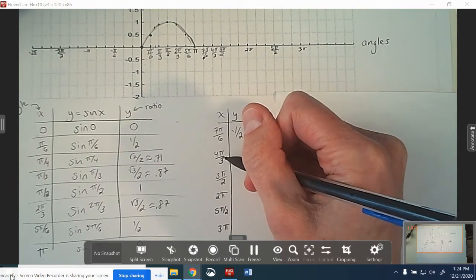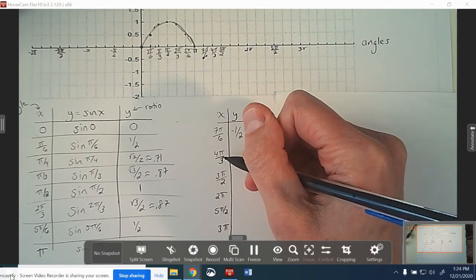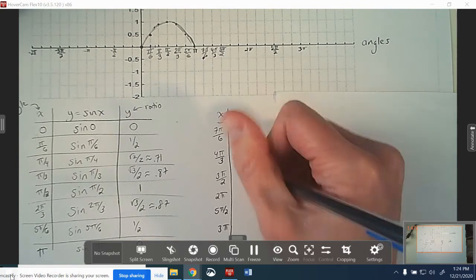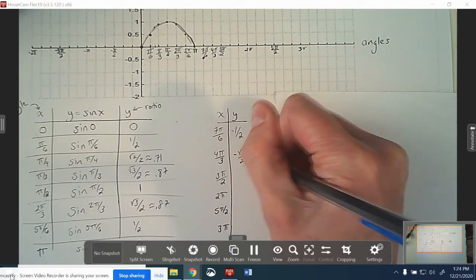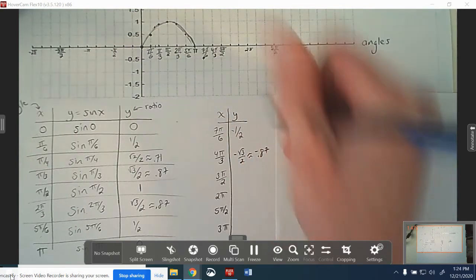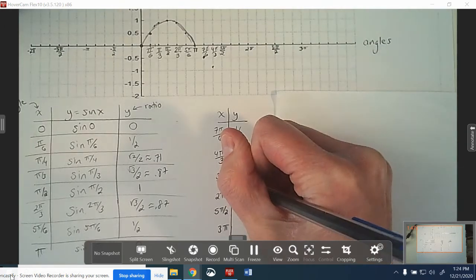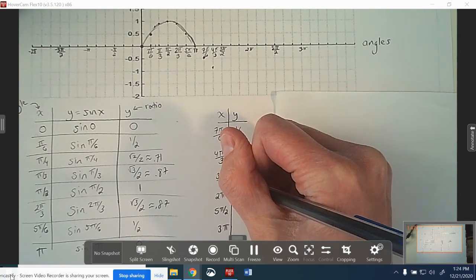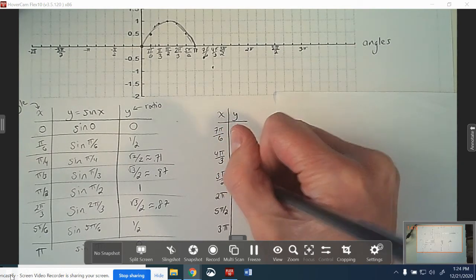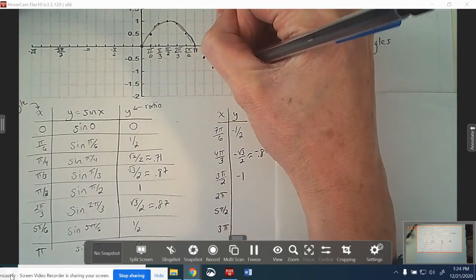Look at your unit circle at 4 pi over 3. I'm jumping over 5 pi over 4. So look at 4 pi over 3. It's negative radical 3 over 2, which is about negative 0.87. Going to estimate. And then at 3 pi over 2, everyone look at your unit circle down there. The point is 0, negative 1. So the value of sine is negative 1.